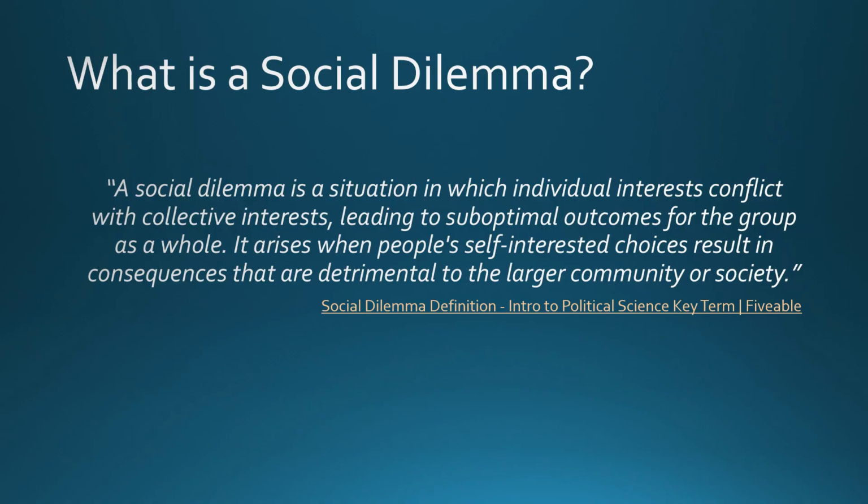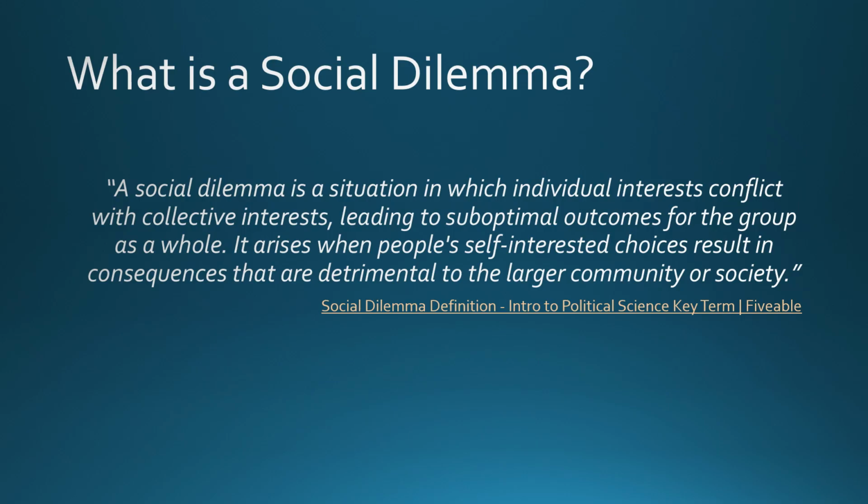Social dilemma, that's another concept that's mentioned in your textbook, so let's define that. A social dilemma is a situation in which individual interests conflict with collective interests, leading to suboptimal outcomes for the group as a whole. It arises when people's self-interested choices result in consequences that are detrimental to the larger community or society. So essentially, a social dilemma arises when my personal decisions conflict with larger society or with group decisions.